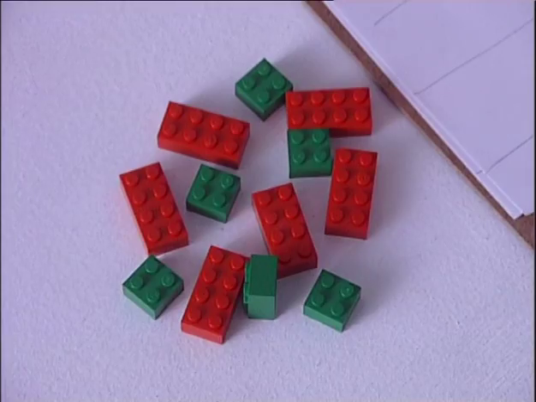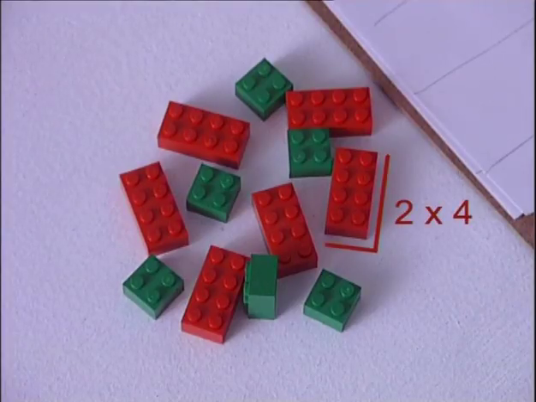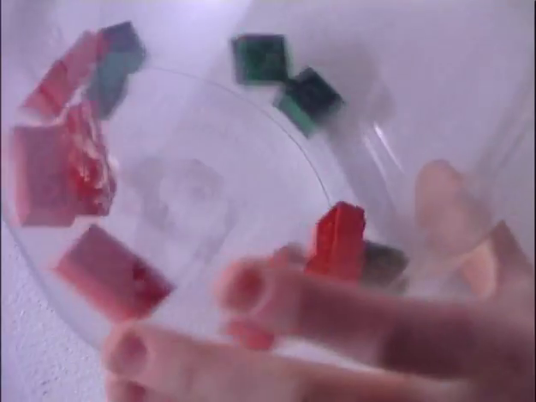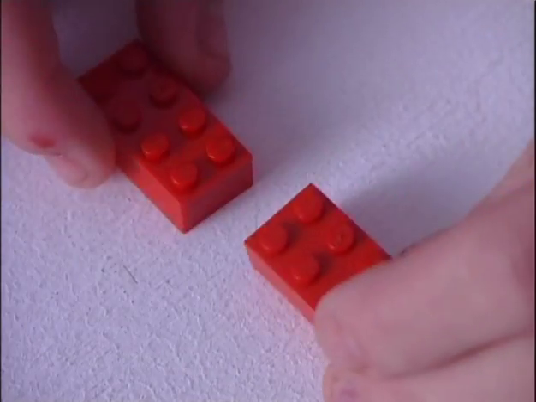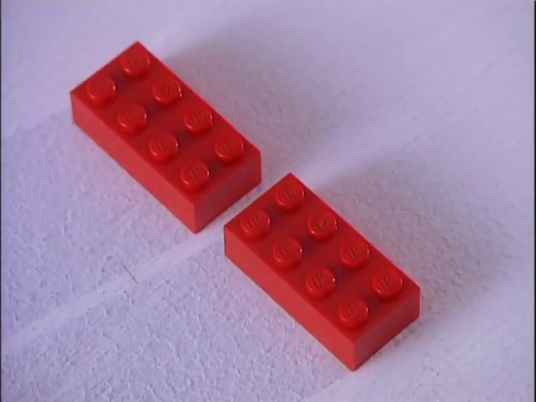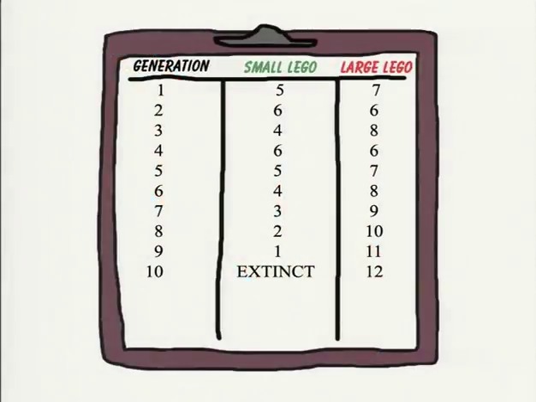This can be shown in the demonstration where instead of 2 by 3, we have 2 by 4 pieces. With high selection acting in favour of the larger piece, we find that the small piece goes to extinction a lot quicker.